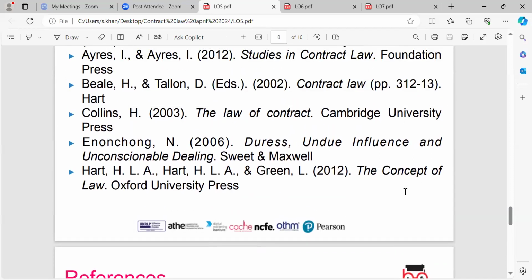This is learning outcome 4. Now we're going to move on to learning outcome 5, sorry, 6. This is learning outcome 5. We're going to move on to learning outcome 6. I'll just share the slides with you.